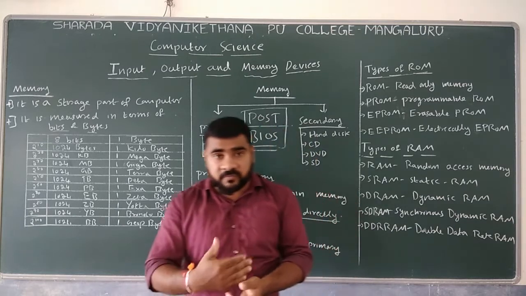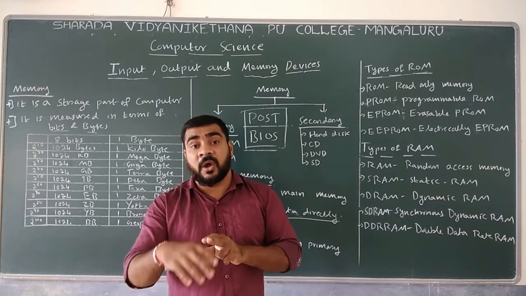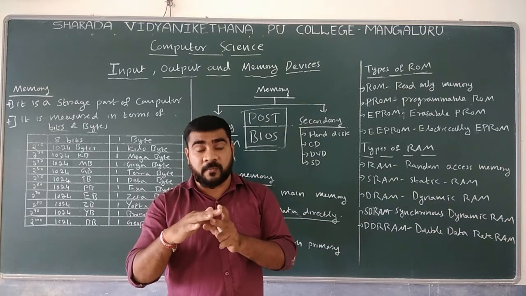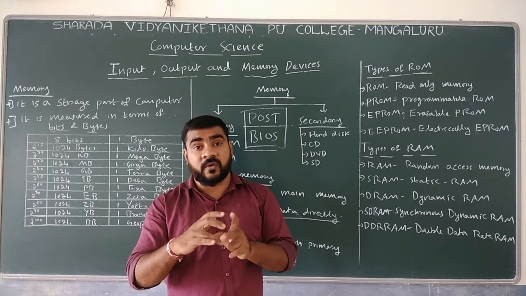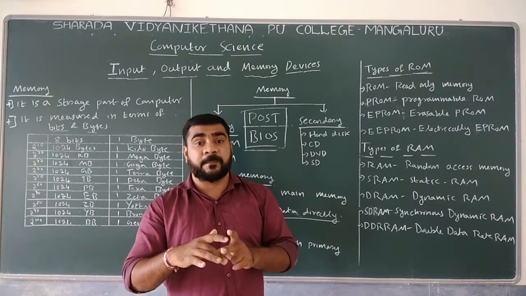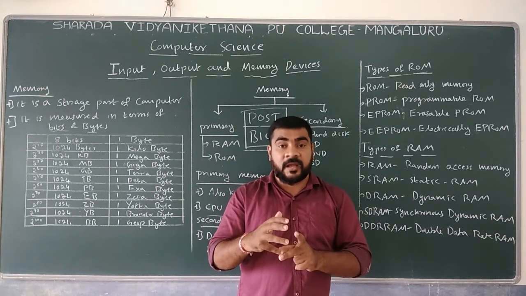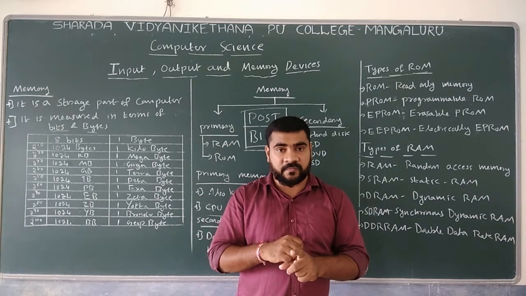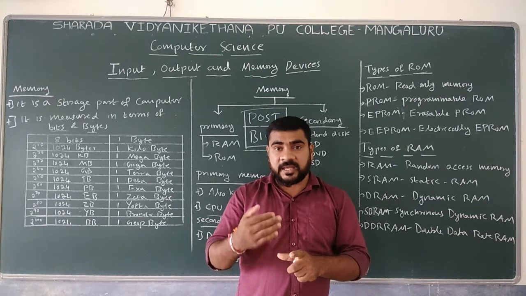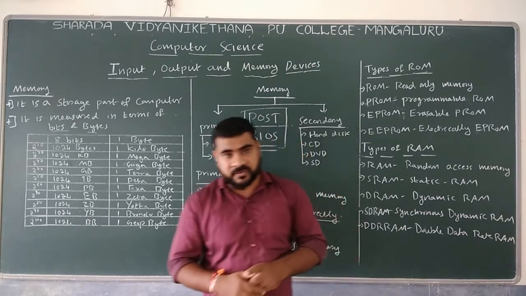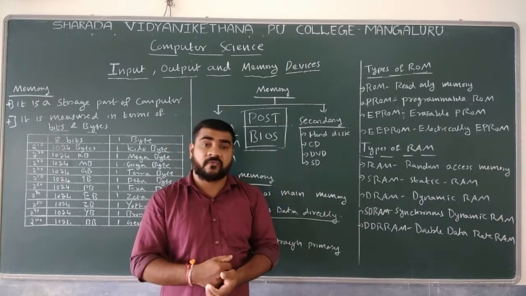If you take ROM, there are different types of it. One is ROM, the second one is PROM, next is EPROM, and the last one is EEPROM. So these are mainly the four types of ROM devices.